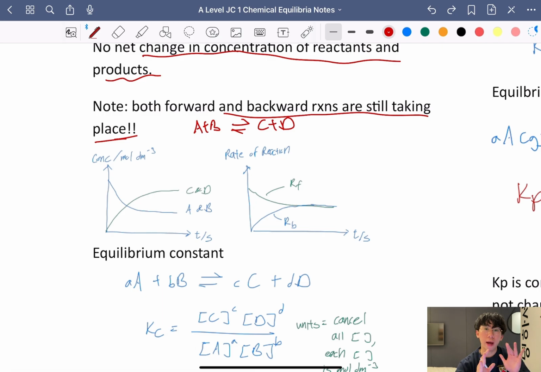And if you look at the rate of reaction graph against time, you can see that the rate of forward reaction is much higher than the rate of the backward reaction, and therefore the reaction is proceeding forward. But over time, the rate of the forward reaction will decrease and the rate of the backward reaction will increase until the point that they are both equal and the system has reached dynamic equilibrium.